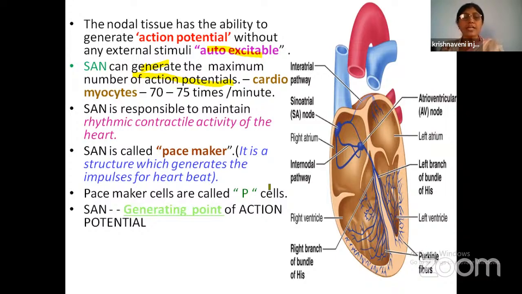So the generating point of action potential is the sinoatrial node. It acts as a pacemaker. And what about the AVN, the atrioventricular node? This is the relay point of potential. The action potential generated reaches the AVN, and the AVN relays the action potentials. So this is about the special musculature, that is, the nodal tissues.